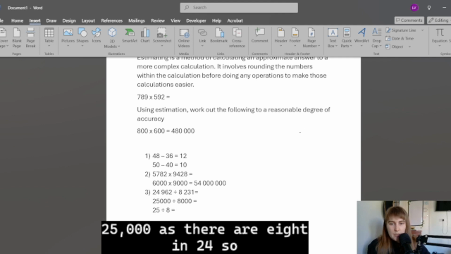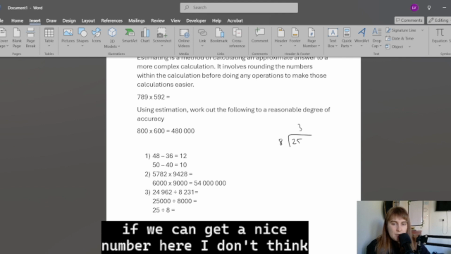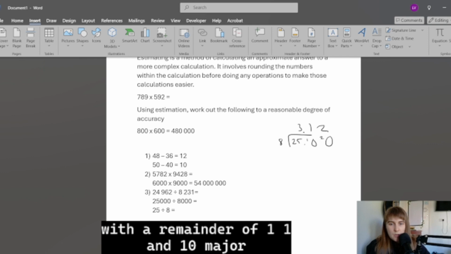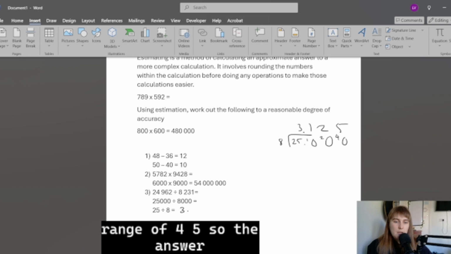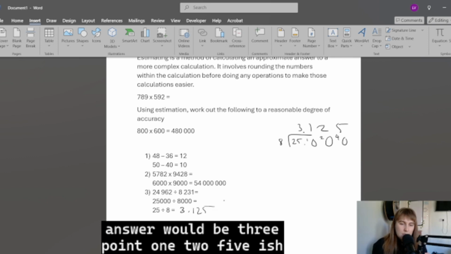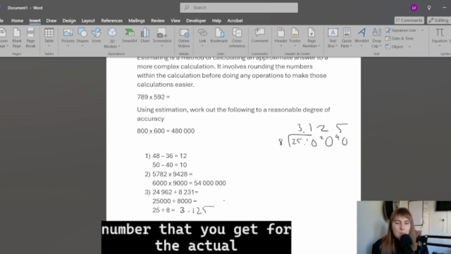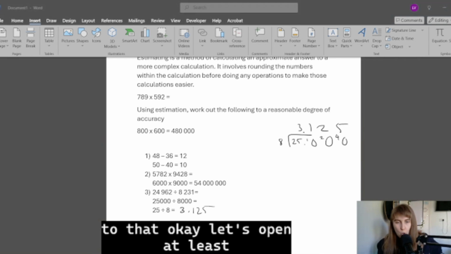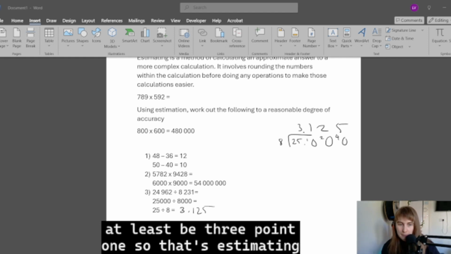So let's just do a quick bus stop, see if we can get a nice number here. I don't think we will. So there's 3 with a remainder of 1, 1 in 10, remainder of 2, 2 with a remainder of 4, 5. So the answer would be 3.125-ish. Okay, so the decimal number that you'd get for the actual answer would be similar, but it would be a little bit different to that. Okay, let's hope it'll at least be 3.1. So that's estimating. Right, we're going to move on to bounds now.